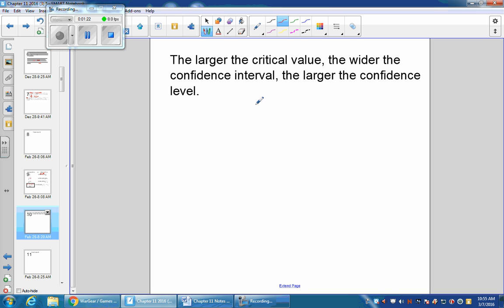So if I have a 95% confidence interval, I could draw it like this, where I'd have a point in the middle, which is my x bar, and these two sides represent the margin of error. So your margin of error is the distance from the center to the outside of your confidence interval.